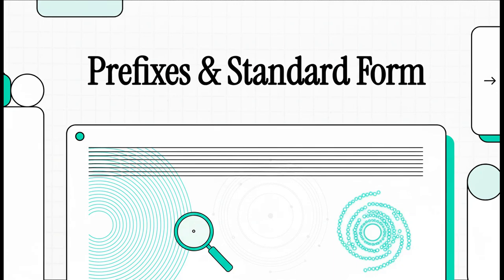So how do scientists actually talk about the distance to a galaxy or the size of an atom without having to write out a page full of zeros? Well, today we're going to decode the secret language that makes it all possible. We're talking about prefixes and standard form.